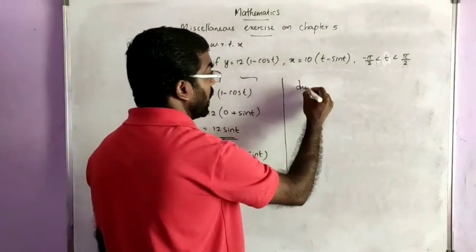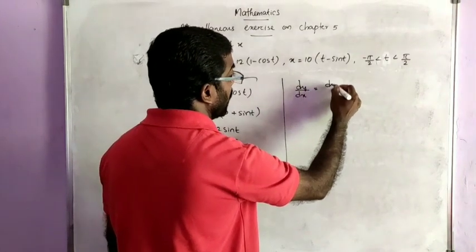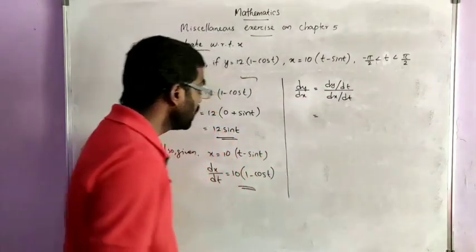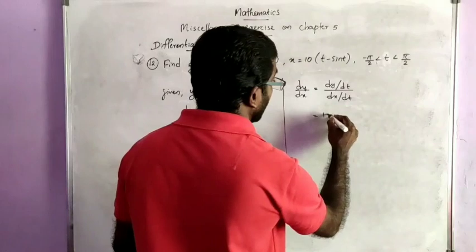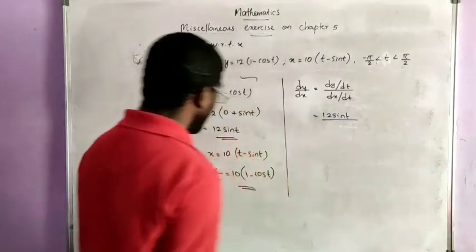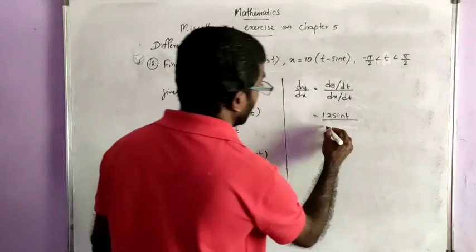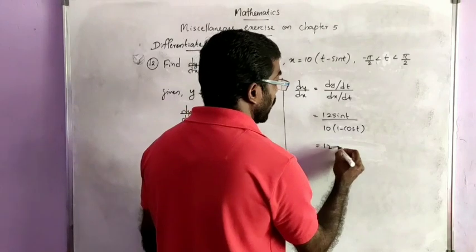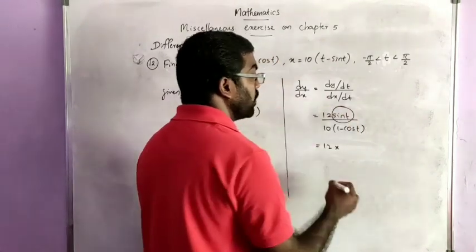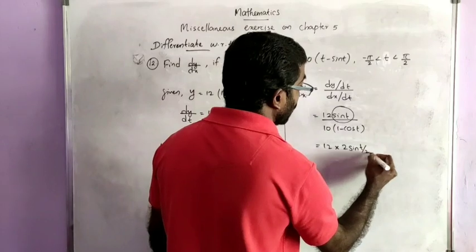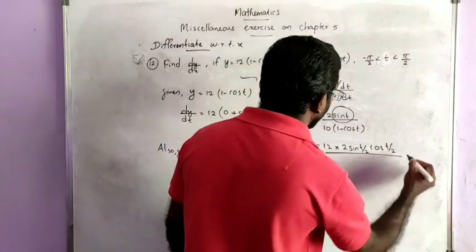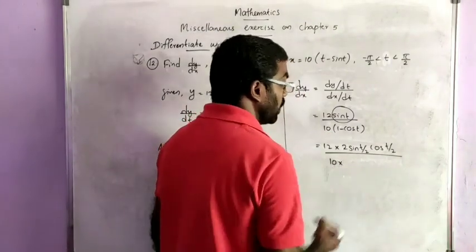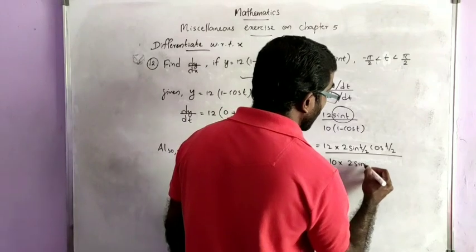Now we can find dy by dx. We have formula dy by dt divided by what? dx by dt. You can replace the values. dy by dt is 12 sin t. So 12 sin t divided by, and dx by dt is 10 into (1 minus cos t). So 10 into (1 minus cos t). So which is equal to 12 into sin t. Sin t we have formula 2 sin(t by 2) cos(t by 2) divided by 10 into (1 minus cos t). So 10 into (1 minus cos t), 2 sin square(t by 2).